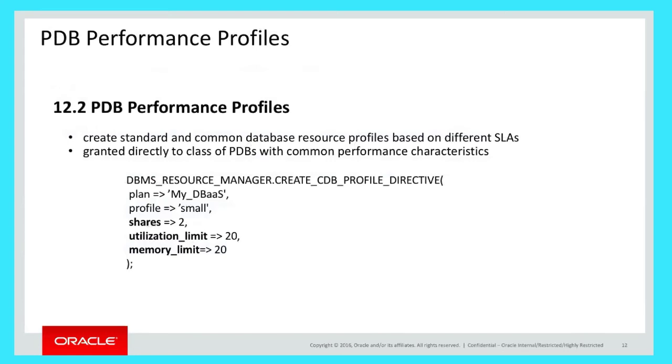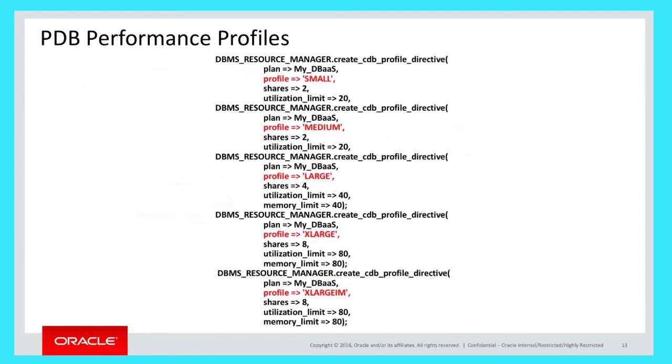So this is 2% for a small PDB. And then utilization limit and memory limit, capping flash and disk IO utilization as a percentage of the CPU. But that in and of itself is not enough. And of course, we're going to do that for each of the different shapes.